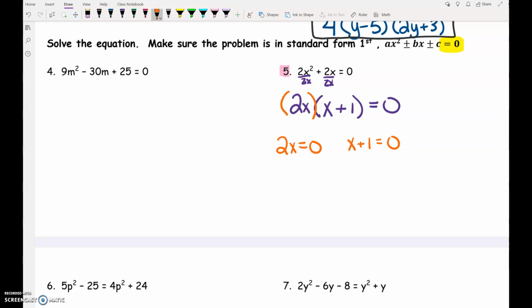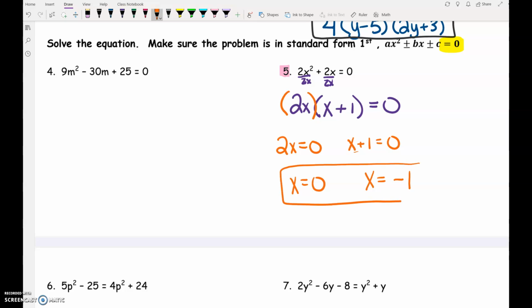How do I get rid of the 2 in front of the x? Divide by 2. 0 divided by 2 is 0. How about x plus 1 equals 0? We'd subtract 1 on both sides, so x equals negative 1.